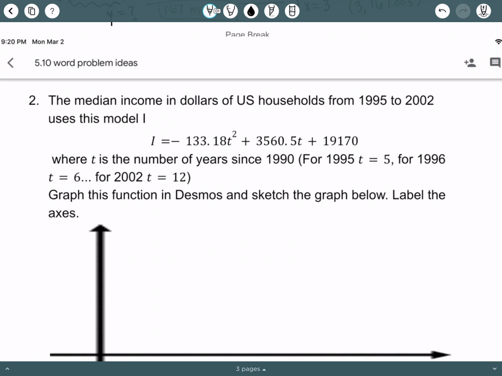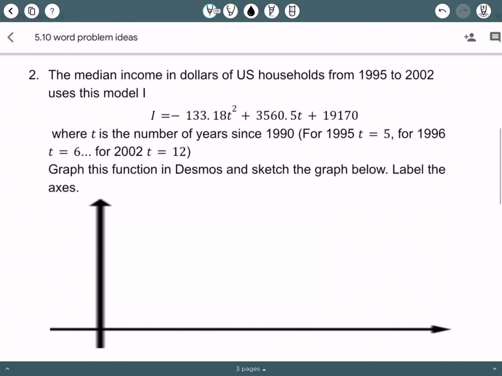Alright, so this is a second example of how to use a graphing calculator to identify different characteristics of quadratic equations and use those characteristics to interpret and analyze different real-world situations. So in this problem, we are looking at the median income in dollars of a U.S. household during the years 1995 and 2002.